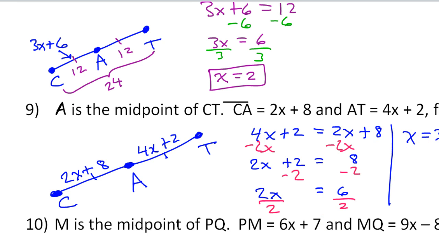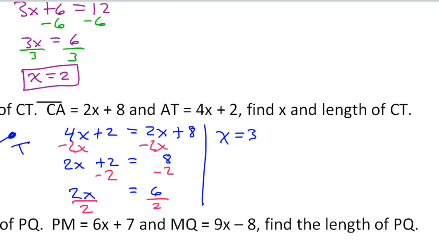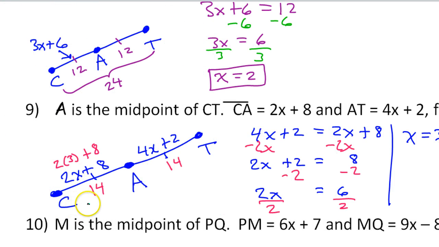Well, let's use what we just found. So we found that x is equal to 3. So if x is 3, then that makes this 2 times 3 plus 8. So that's 6 plus 8, so that's 14. So that means this is 14. Similarly, this is going to be 14. So together, since we're supposed to find CT, and CT is the whole thing, then that is going to be 28. 14 plus 14.